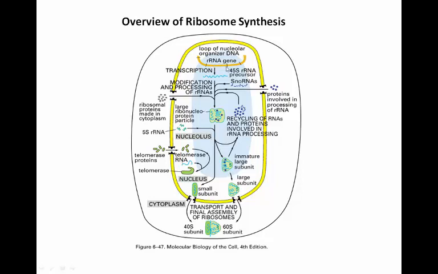And then we get the transcription by RNA polymerase 1, and we get the 45S ribosomal RNA precursor. Then we have our snoRNAs, and they're going to bind to this precursor, and they direct the modifications on the ribosomal RNA, modification and processing of ribosomal RNA.